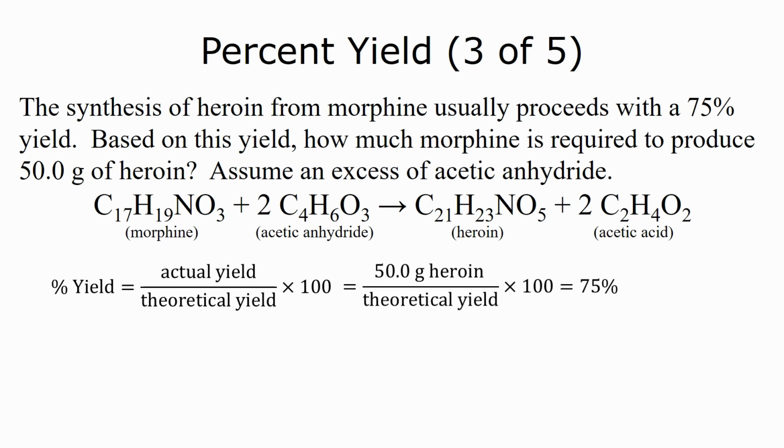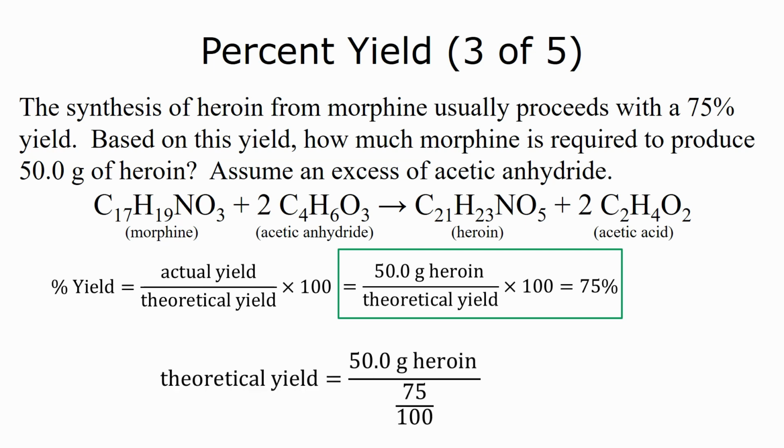So we take our calculation for percent yield. We know our actual yield is only going to be 50 grams. That's our target. We don't know what our theoretical yield is, but we do know that our percent yield expected is 75%. So we need to rearrange this portion of the equation to solve for theoretical yield. And this means that we need to aim for 66.667 grams of heroin if we want to account for the 75% yield for this reaction.